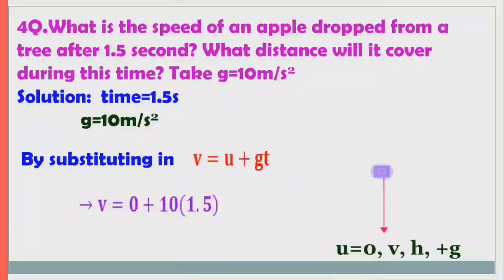v is equal to, u is 0. For a freely falling body, initial velocity is 0, g value is 10 and time t is 1.5 seconds. So 10 into 1.5 will become 15. v is equal to 15 meter per second. Velocity after 1.5 seconds is 15 meter per second.